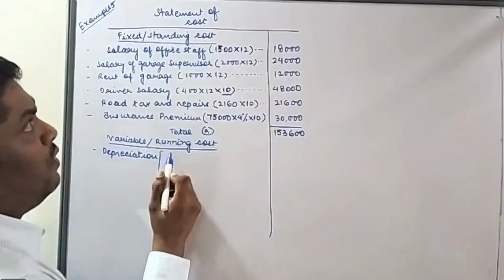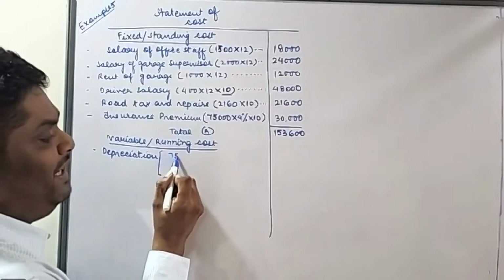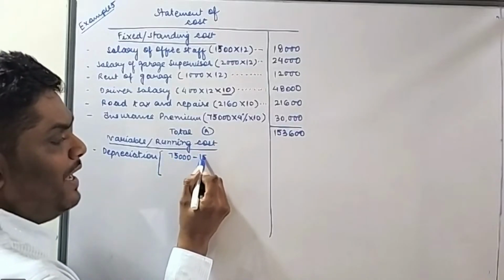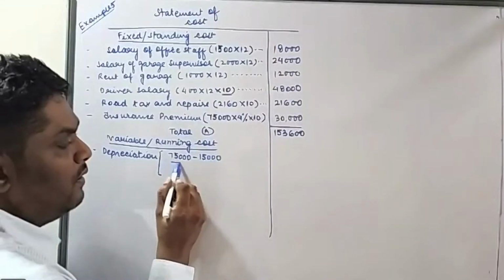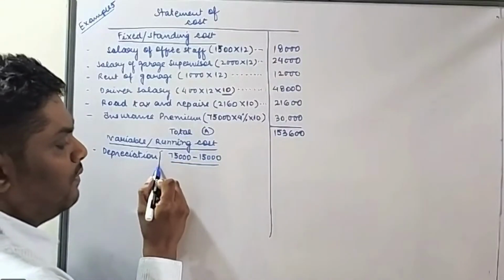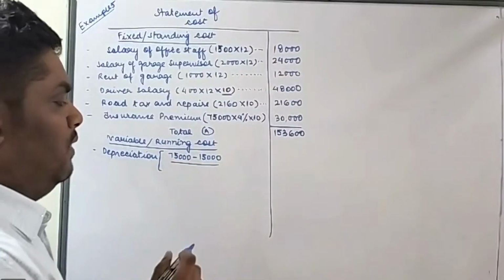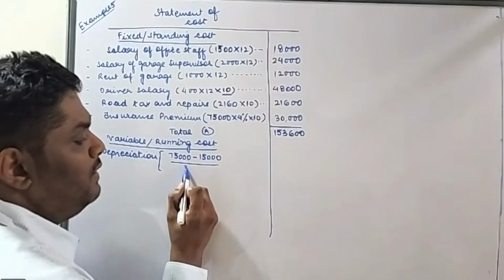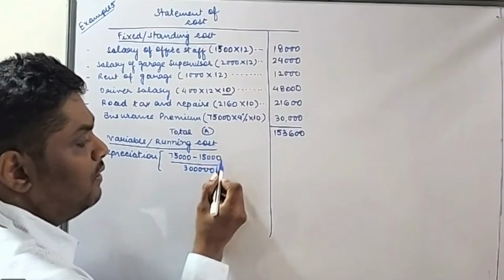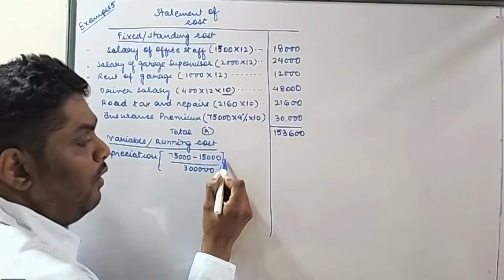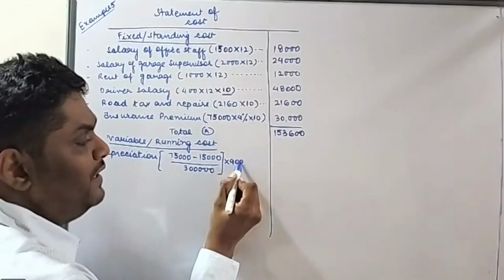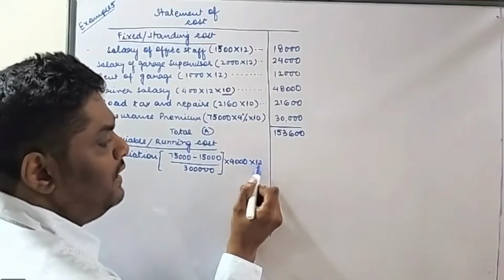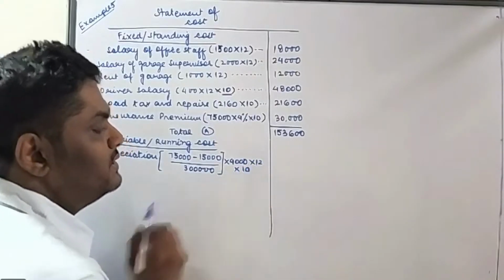So the cost of each taxi is 75,000. We'll be getting the scrap value as 15,000. Total useful life is 3 lakh kilometers. Per month, on an average, we drive 4,000 kilometers into 12 months in a year into 10 taxis.